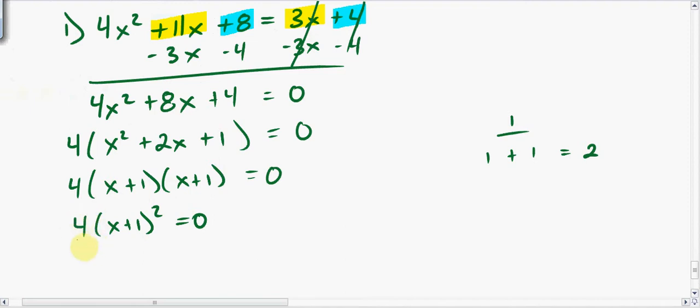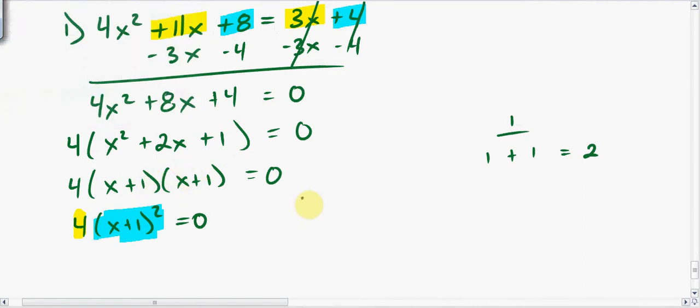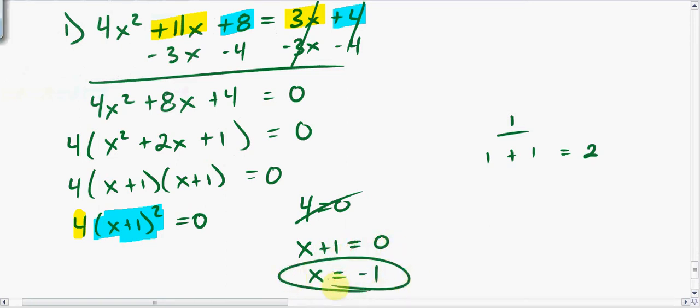So I'm going to set each piece equal to 0. I've got one term here, which is 4, and a second term here, which is x plus 1 squared. You really only have to set the x plus 1 equal to 0 once, because you're going to get the same answer, and we talked about that before. If I set 4 equal to 0, that makes no sense, so you can just drop that out. You're just worried about the variable. So I'm going to set x plus 1 equal to 0, and I'm going to get an answer of negative 1.